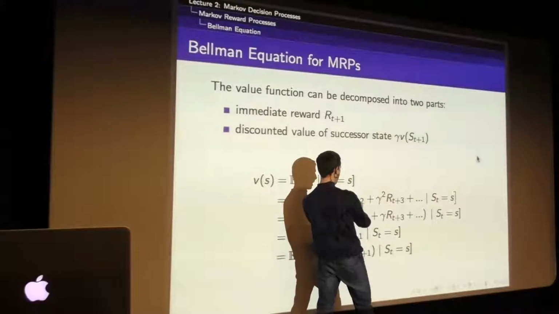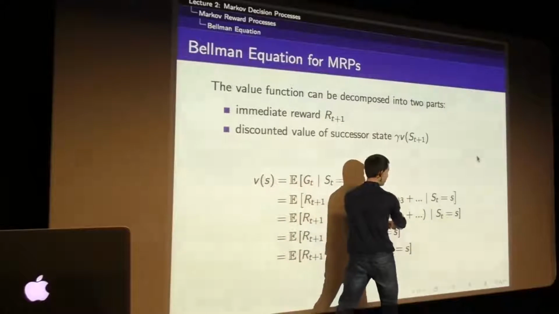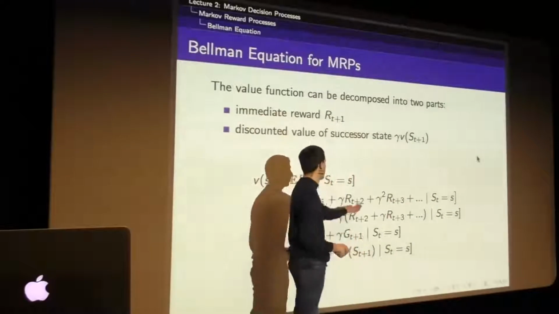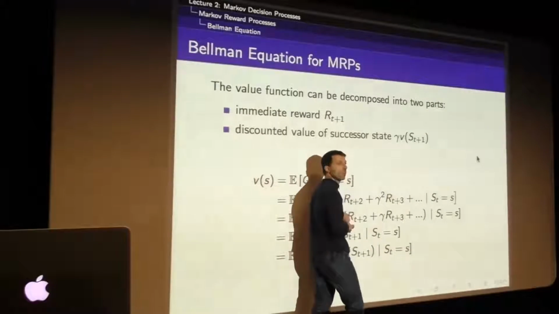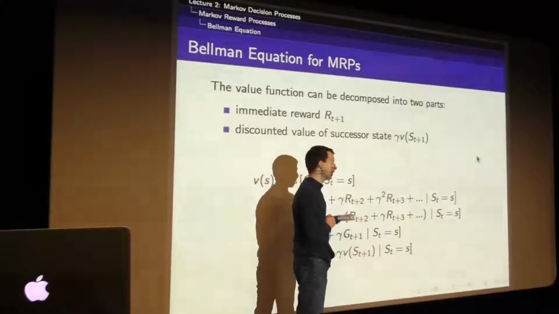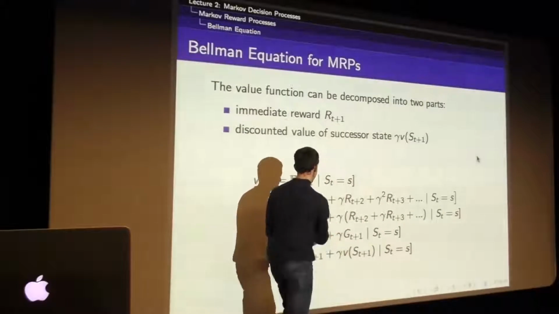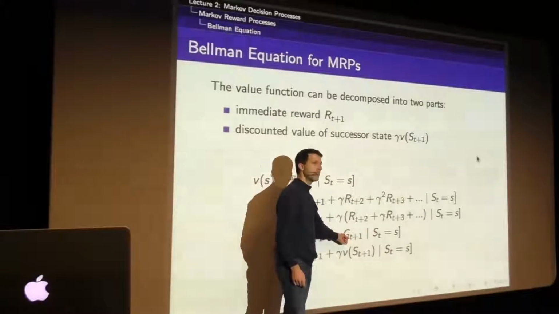So we just pull out the discount factor. We've got, starting from R_{t+2} plus gamma R_{t+3} and so forth, just pull the factor of gamma out. And now we see that this thing here is just the return from the next time step, the return starting from t+2 instead of from t+1. So that's this thing here. We'd say it's the expected immediate reward plus the discounted return.